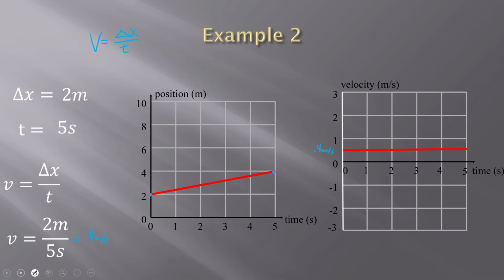So you just draw a horizontal line all the way across. Again, the slope at any point on here is 0.4 meters per second. It's going up 2 meters for every 5 seconds. That's unchanging. It's a constant with these straight lines. That's why this is a flat line here. Let's do one more.